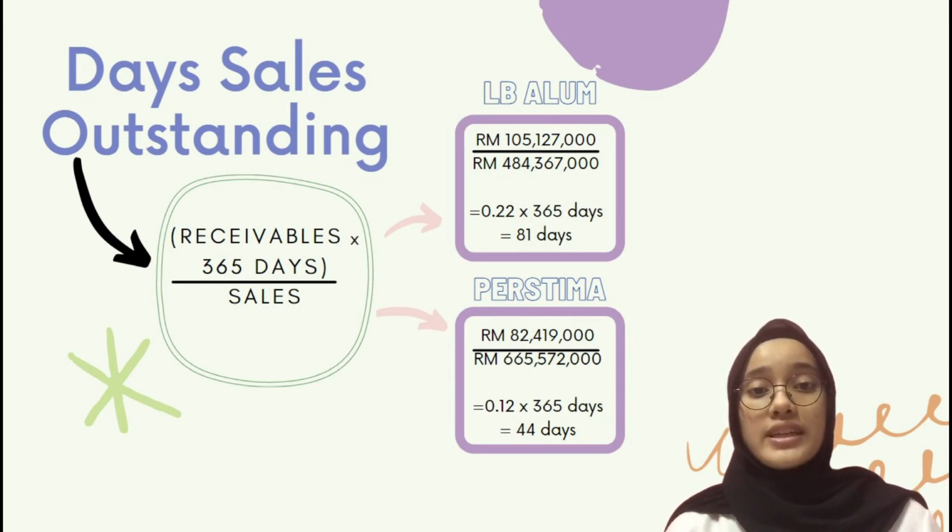So when we divide this amount by 365 days, we get the days. The answer is 44 days. So this ratio indicates that LB Aluminium takes 81 days to collect cash from its credit sales, while Perstima needs just 44 days to collect cash from its credit sales. This basically shows the efficiency of the companies in collecting their debt.